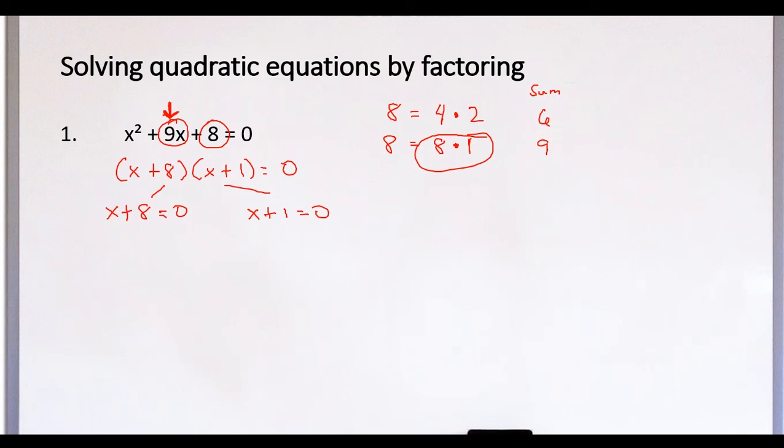For x plus 8 equals 0, we can use the addition property of equality. So let's solve for this one. We have x equals negative 8. And on x plus 1 equals 0, by also applying the addition property of equality, x equals negative 1. So there you go. We have two solutions for our given equation: x equals negative 8 or x equals negative 1.